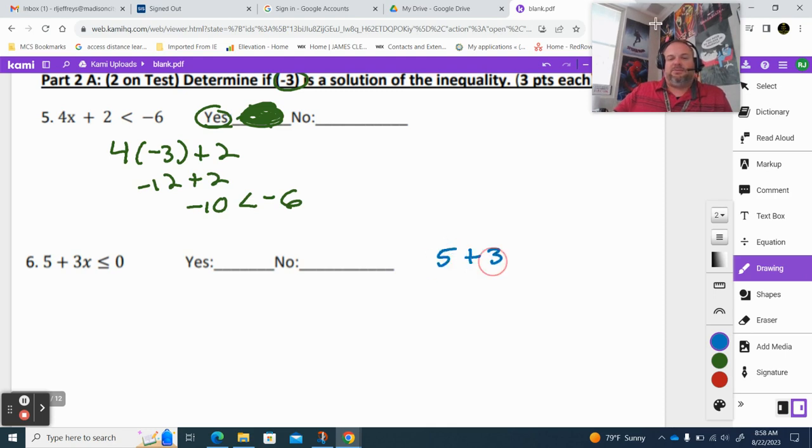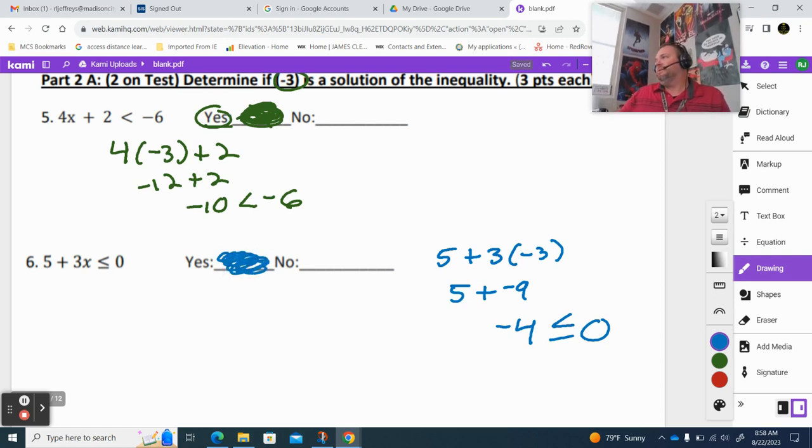Okay, 5 plus 3 times -3. This is 5 plus -9, which is -4. Is -4 less than or equal to 0? Yes. Okay. Now, both of these happen to be yes. Are they both going to be yes on the test? Who knows? It's 50-50 on each one. They could be both yes, they could be both no, one yes.